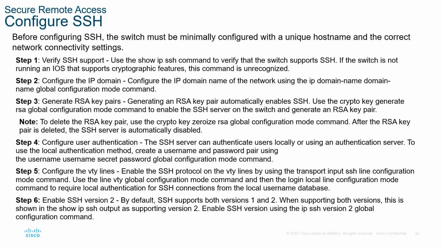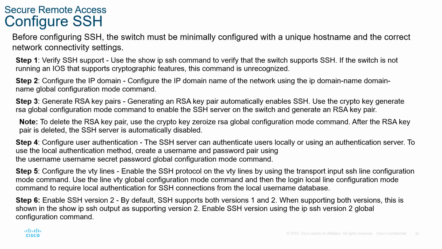Step 2, configure the appropriate IP domain. That means configure the domain name of the network, using the ip domain-name command within global configuration mode. Step 3, we have to generate keys. Now again, the keys will be an RSA key pair, and we'll be generating an RSA key automatically when you enable SSH. You can use crypto key generate commands to generate a new key. You can always delete old keys if you believe that they have been compromised.